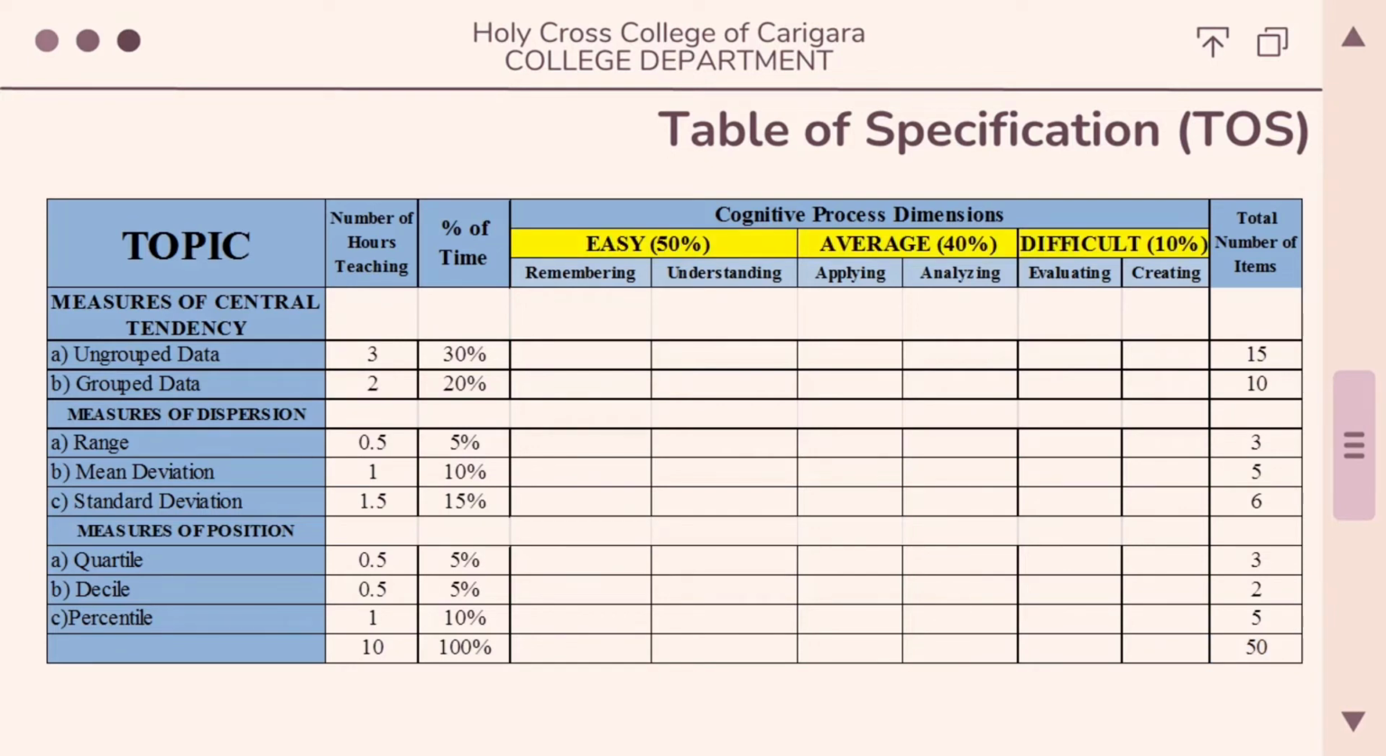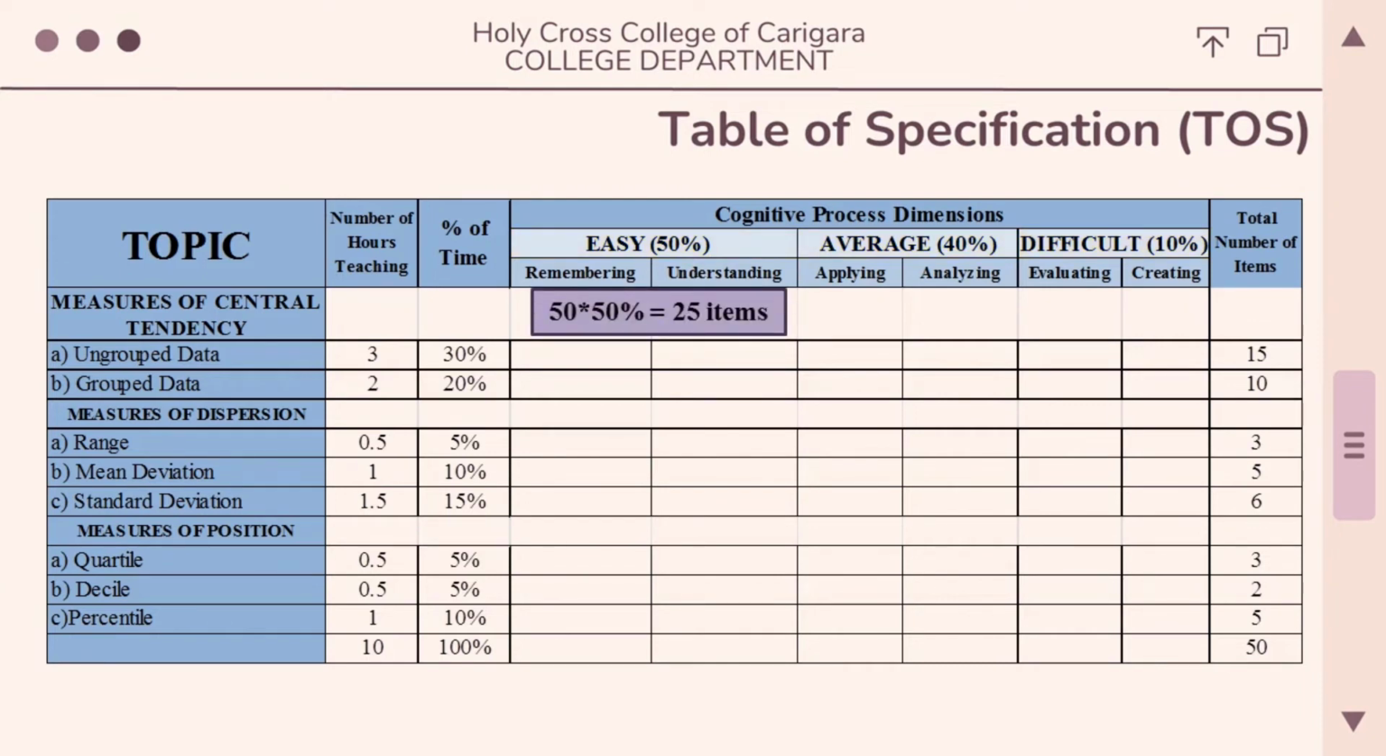So as you can see, I have placed here 50%, 40%, and 10%. What does it mean? The lower level thinking skills, remembering and understanding, should comprise 50% of the test, 40% for applying and analyzing, and 10% for evaluating and creating. This can actually differ. In DepEd, they use 60-30-10. So what is the use of these percentages? We have a total of 50-item test. We will multiply 50 items by 50, 40, and 10 to get the number of items that should be in the specific level of cognitive dimensions.